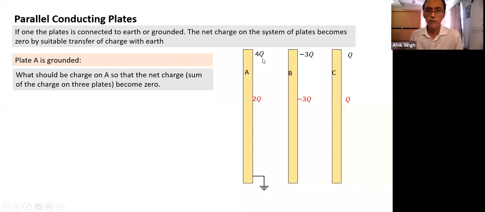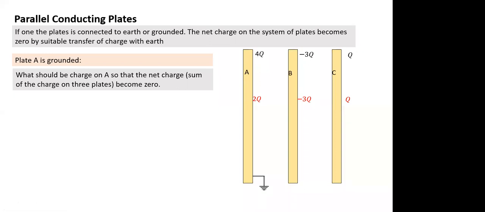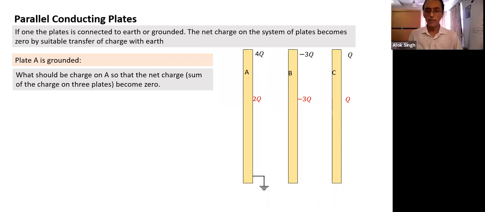Only this quantity can change, which was 4Q earlier. Why can this quantity change? It is connected to ground, at 0 potential, so charge transfer can take place. So this value will change, but it will not change randomly. It will change in a particular fashion. It will change in a manner that the net charge has to become 0. The total charge of the system becomes 0. What has to be this value so that the total becomes 0? 2Q. So what was 4Q earlier has to become 2Q. Then only the sum of all 3 becomes 0.